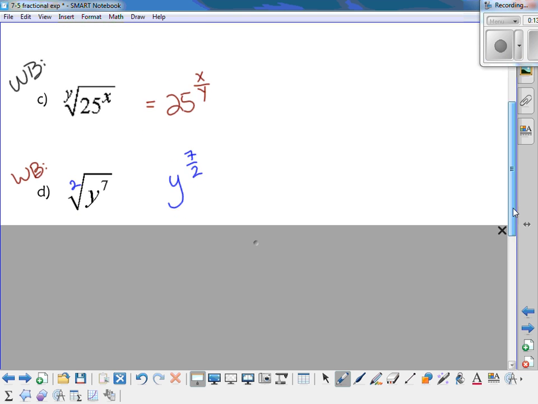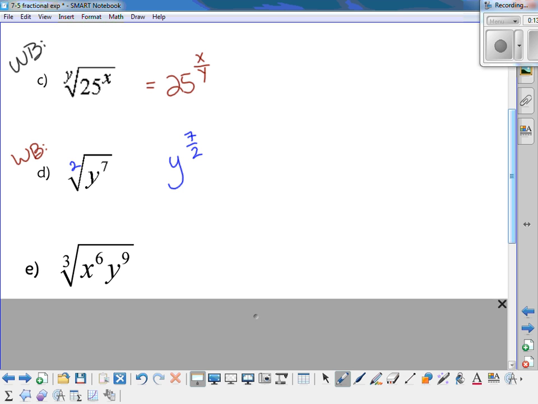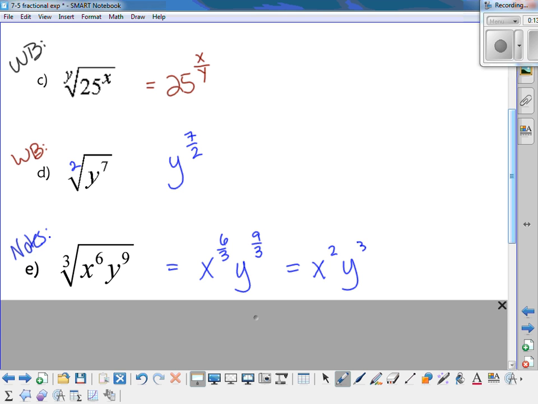All right, this next one is for your notes. All right, so now I've got x to the 6 over 3, y to the 9 over 3. Then you reduce the fractions. How many times does 3 go into 6? 2 times. How many times does 3 go into 9? 3 times. So your answer ends up being x squared, y cubed.